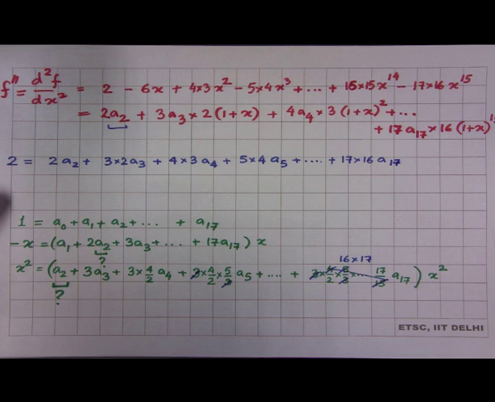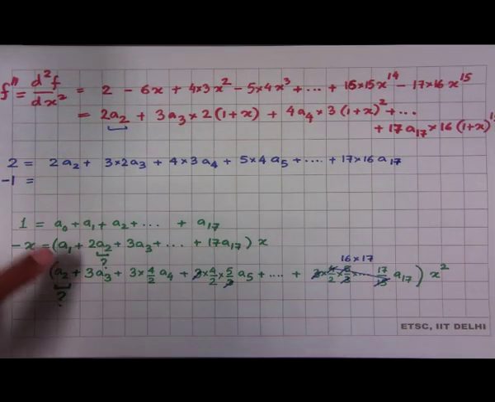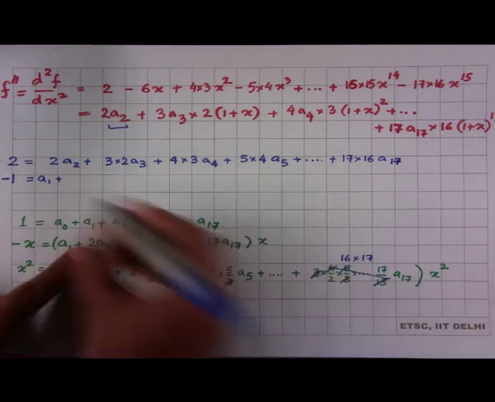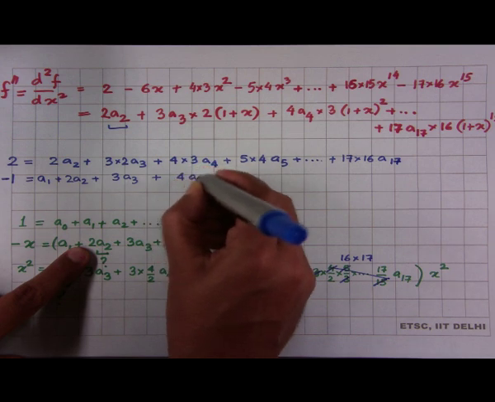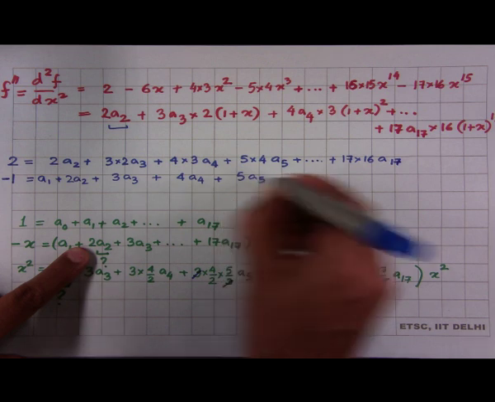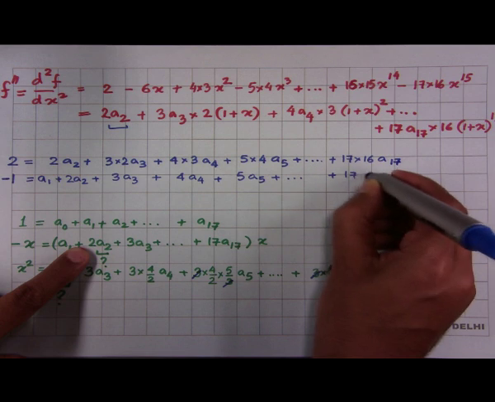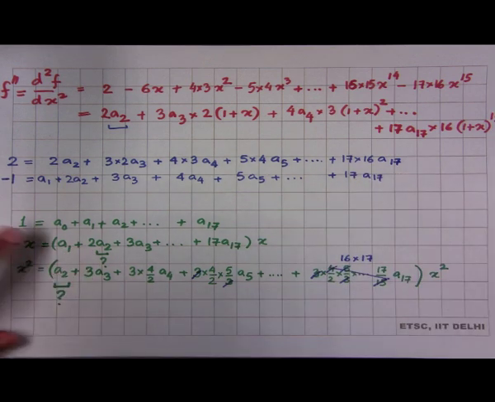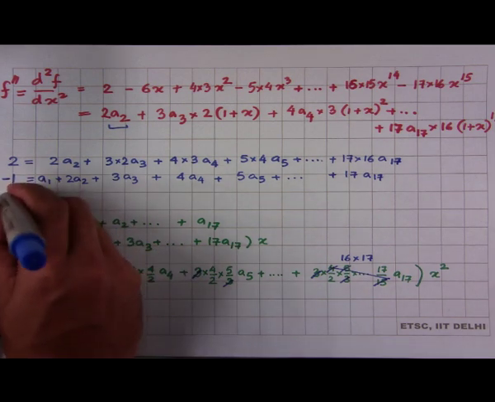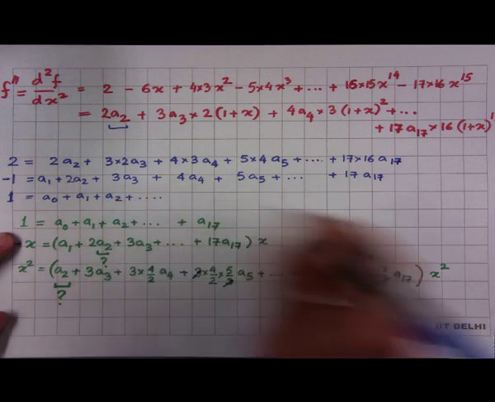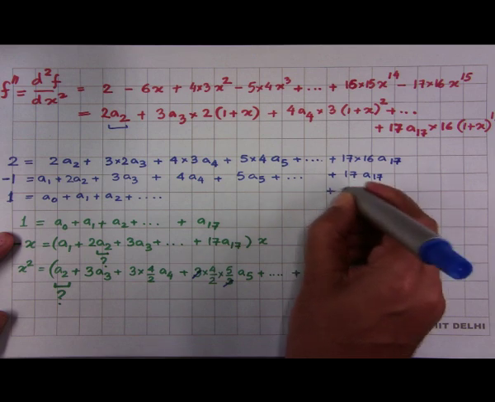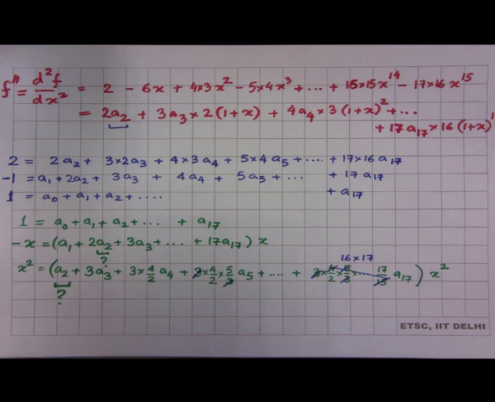A second relationship that I had was minus 1 is equal to A1 plus 2 A2 plus 3 A3 plus 4 A4, okay. And a third relationship was 1 is equal to A0 plus A1 plus A2, okay. So, these are my 3 relationships. You can build more relationships if you want to. All right.